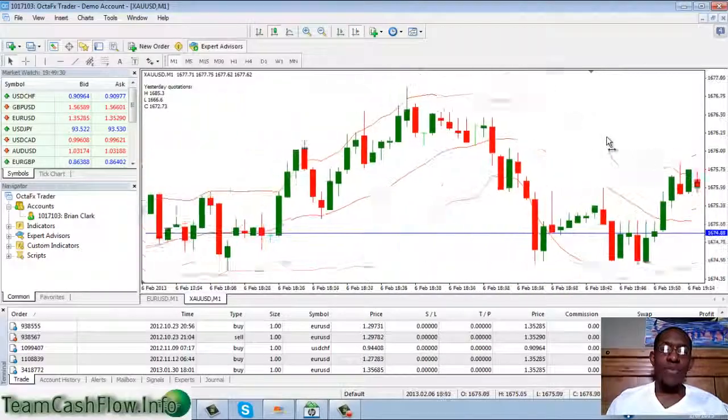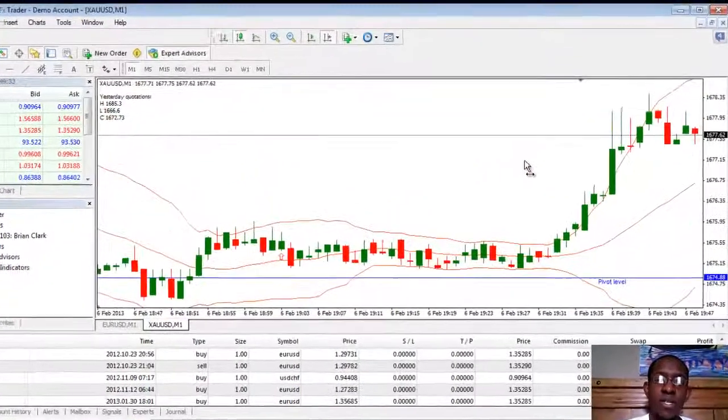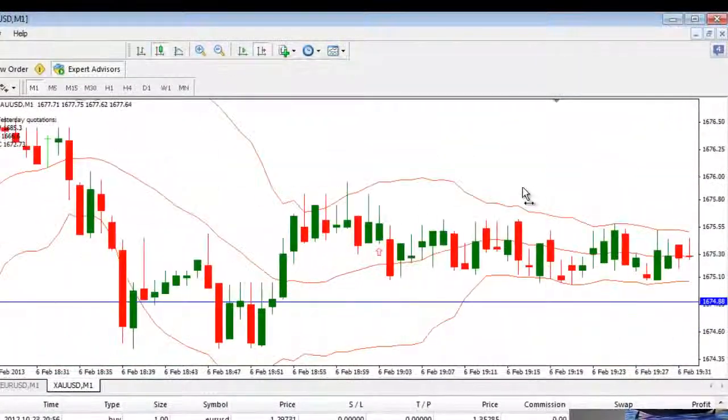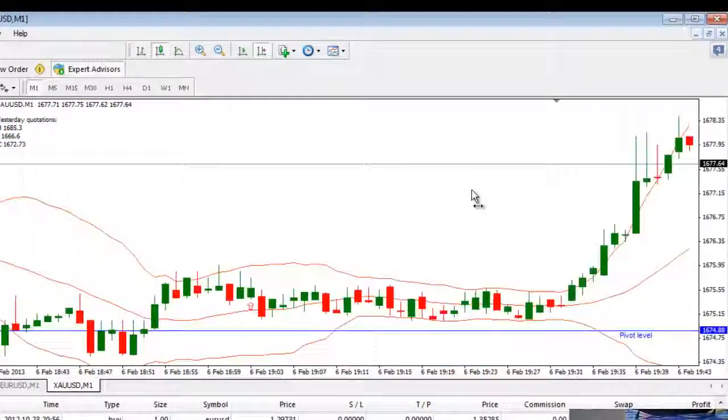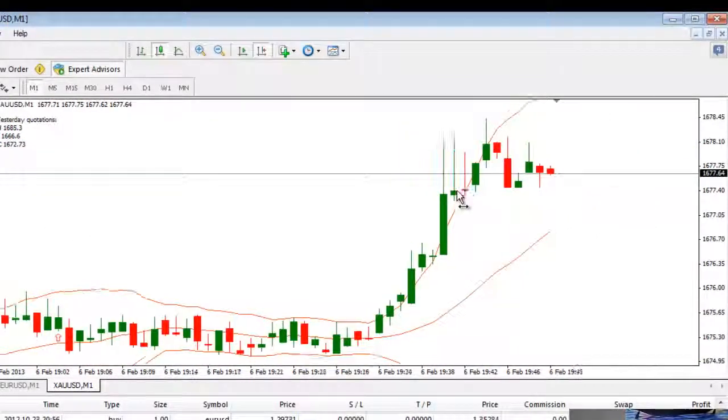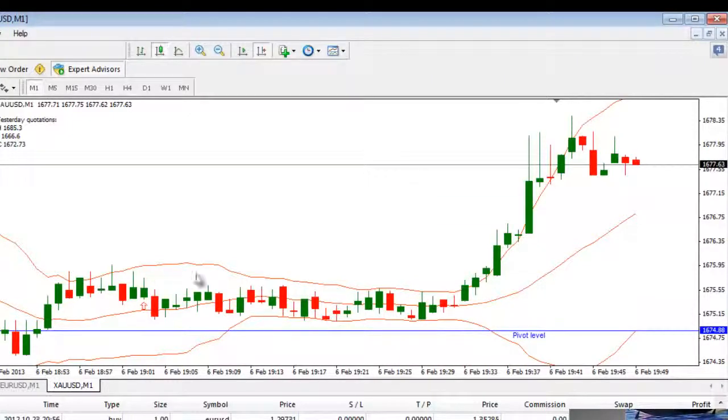That's what I recommend if you have a rule set. Just go over it before you start each trading session, not just rush in.